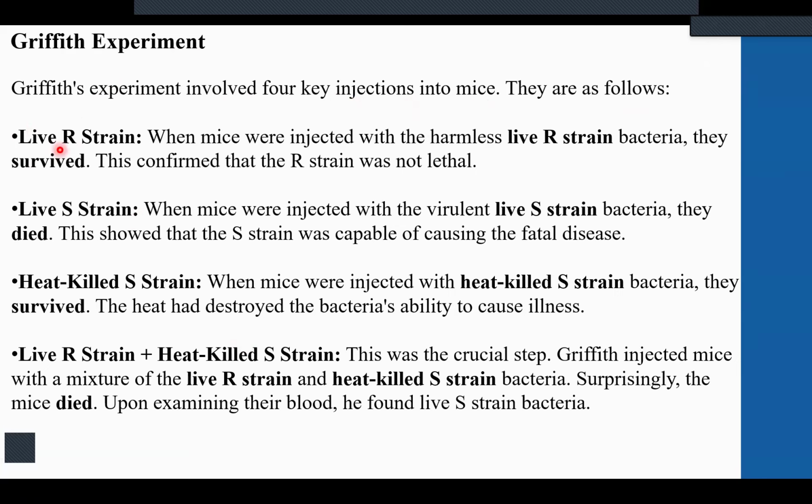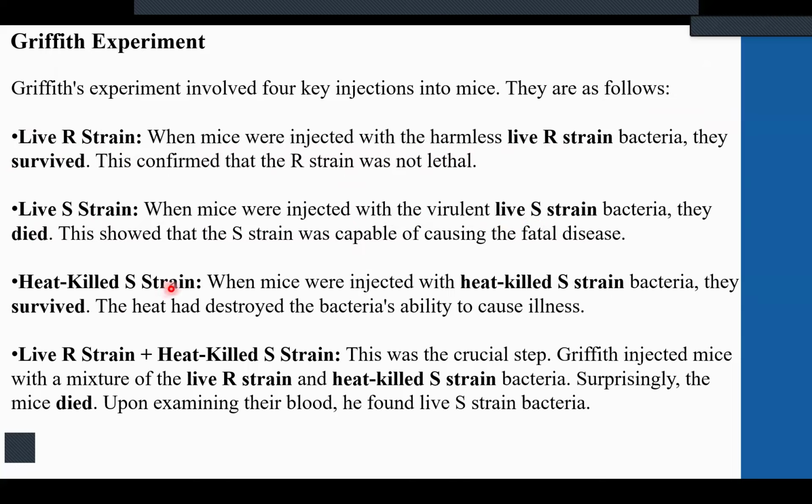So first he injected live R strain. R is a rough strain which does not cause a disease, and therefore the mice that were injected with the live R strain survived. They were alive. The R strain did not cause the disease. Next, we have the live S strain. When the live S strain was injected into the mice, it caused the disease pneumonia, and the mice died.